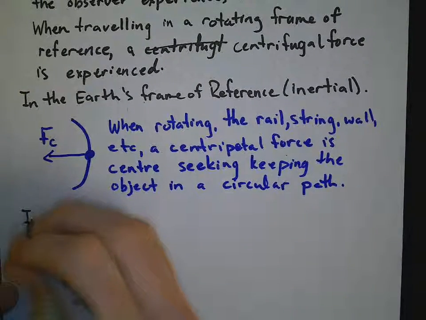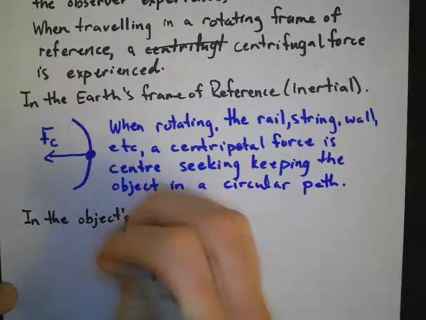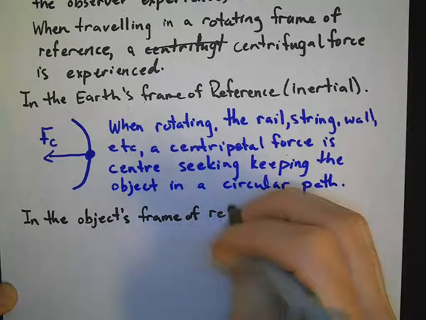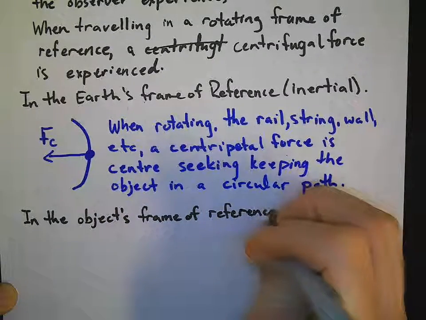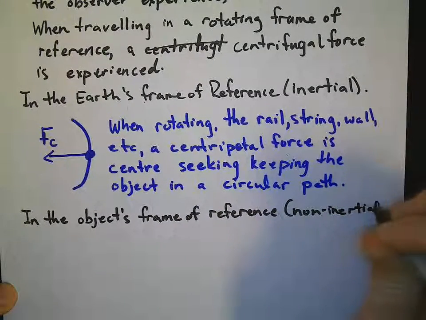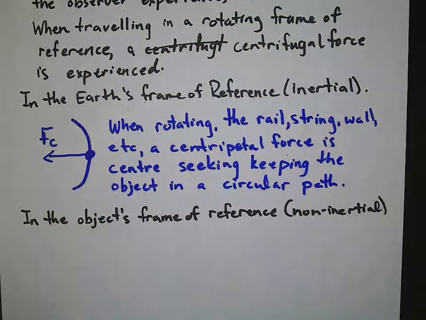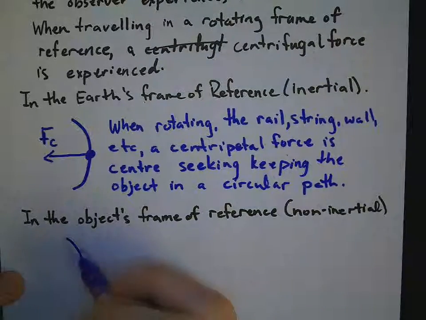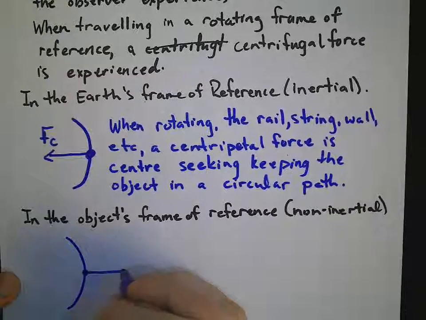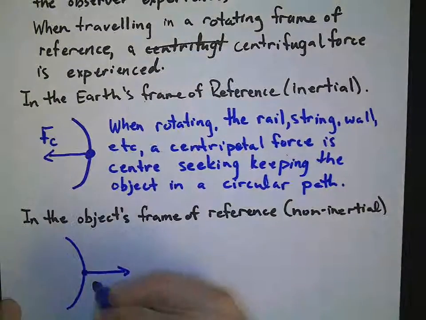What if we look at a motion in the object's frame of reference? So in our non-inertial frame, where Newton's second law does not apply, our object is undergoing a uniform circular motion yet again. However, in this case, we do have a force that goes away from the center, and this is our centrifugal force.